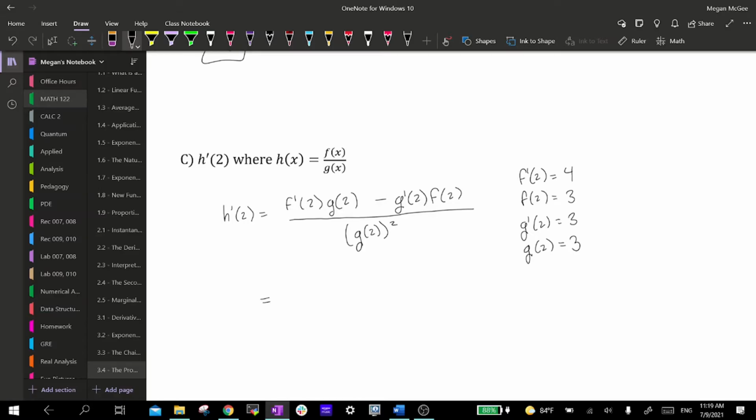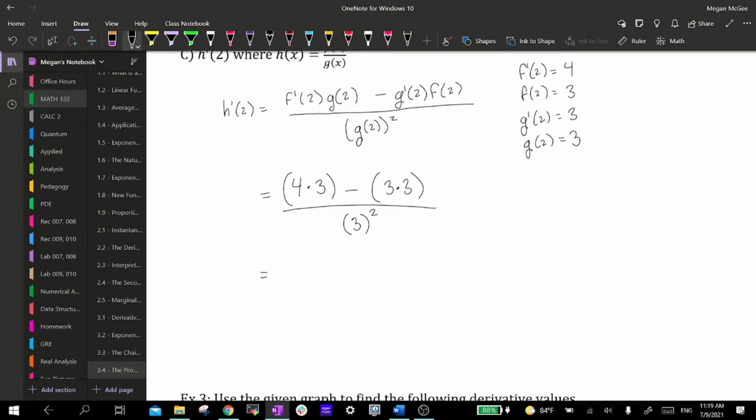So we just need to plug these values in here. So we have f prime of 2, which is 4, times g of 2, which is 3, minus g prime of 2, which is 3, times f of 2, which is also 3, over g of 2, which is 3 squared. So 4 times 3 is 12, minus 3 times 3, which is 9, all over 3 squared, which is 9. So we get 3/9, which is 1/3.